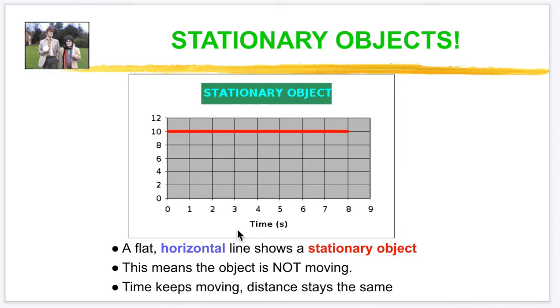I always just look, if I'm a little confused, look at it. At 0 seconds, they are, we'll say feet again. They're at 10 feet. At 1 second, they're at 10 feet. At 2 seconds, 10 feet. 3 seconds, 10 feet. 4 seconds, 10 feet. They haven't moved. Time is going, but they have not moved. So that is when it's stationary. If you see that straight, flat, horizontal line, that means they're not moving. But always check. Well, at 5 seconds, 10. 6 seconds, 10. They have not moved.